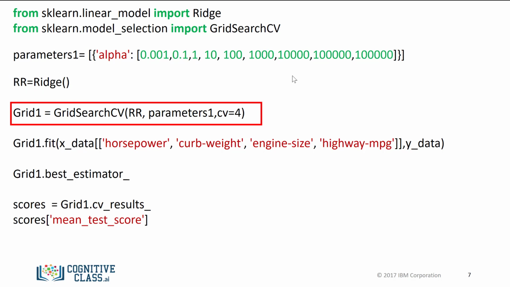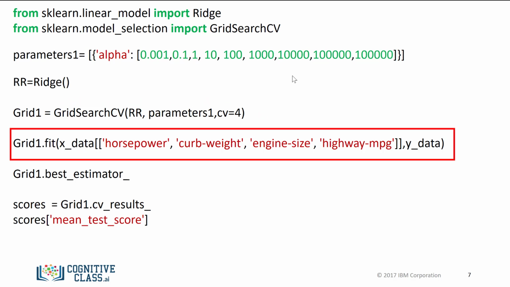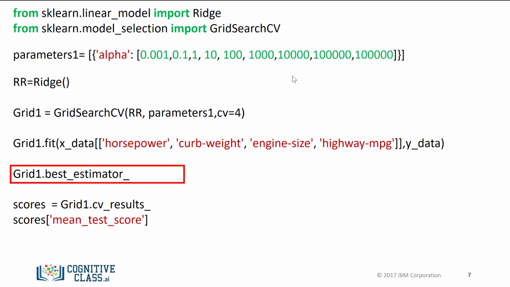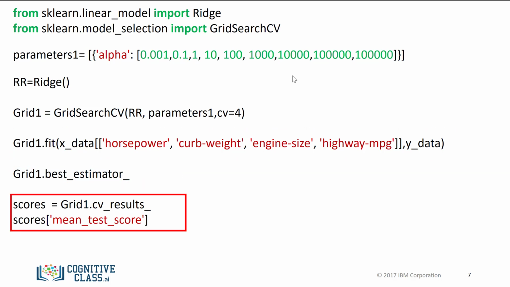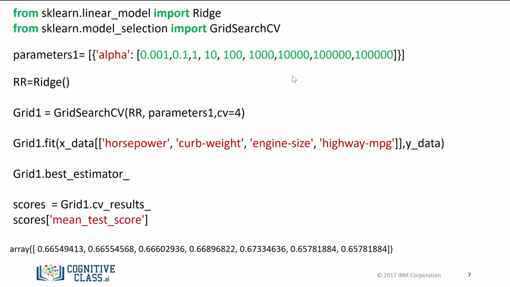We then create a Grid Search CV object. The inputs are the ridge regression object, the parameter values, and the number of folds. We will use R-squared. This is the default scoring method. We fit the object. We can find the best values for the free parameters using the attribute best estimator. We can also get information like the mean score on the validation data using the attribute CV result. One of the advantages of grid search is how quickly we can test multiple parameters.